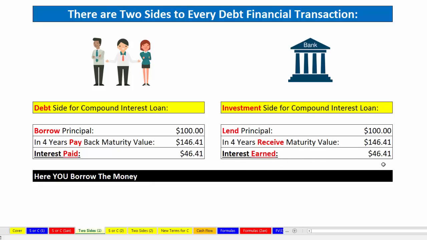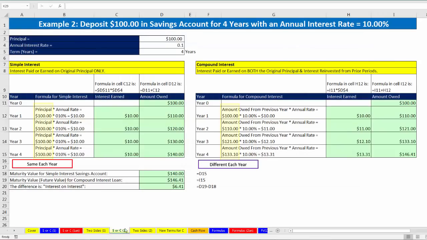Interest earned, $46.41. Here, you borrowed the money. Now, I want to go over to the sheet Simple and Compound 2. And look at that. I already completed this for you. And the reason I did that is the only difference is perspective.